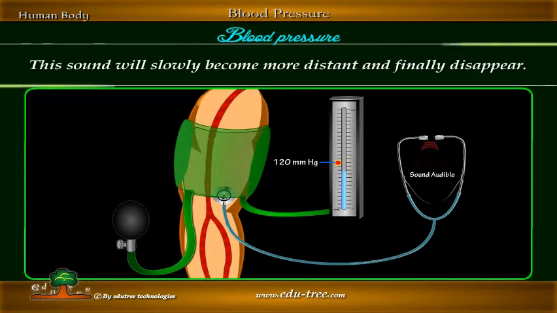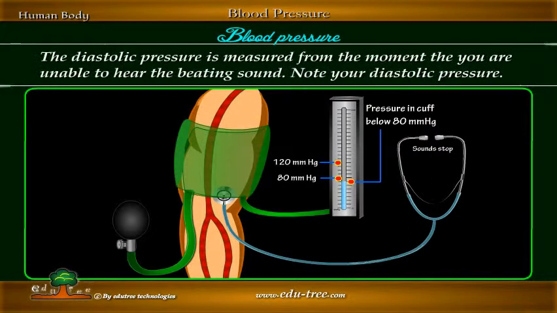This sound will slowly become more distant, and finally disappear. The diastolic pressure is measured from the moment when you are unable to hear the beating sound. Note your diastolic pressure.